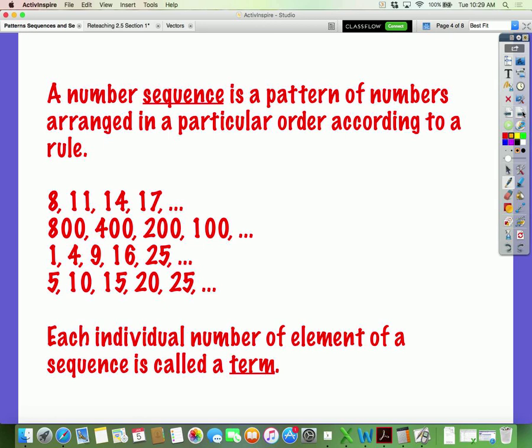Now, a number sequence is a pattern of numbers arranged in a particular order according to a specific rule. All right? And these 4 examples that I have here, these are just to check to make sure that we are capable of finding the patterns in these sequences. So, let me read through the first one, and if you think you know what the pattern is, please raise your hand. You have 8, 11, 14, and 17. Raise your hand when you have the pattern.